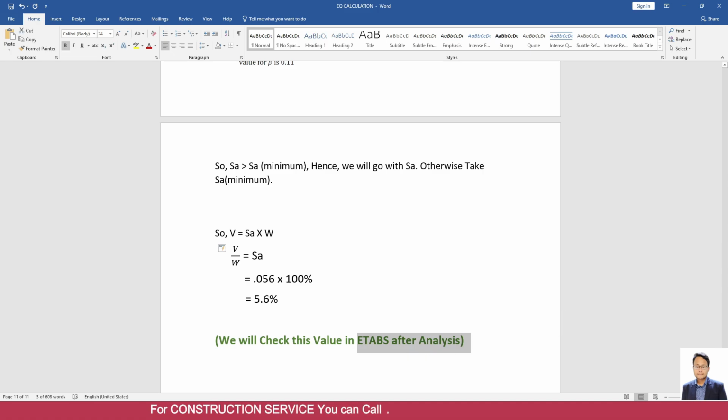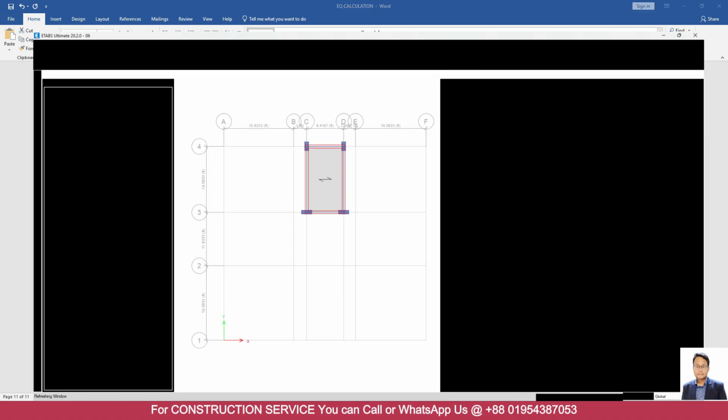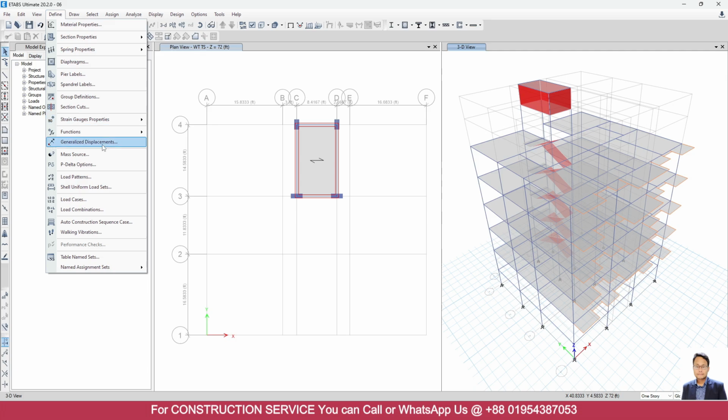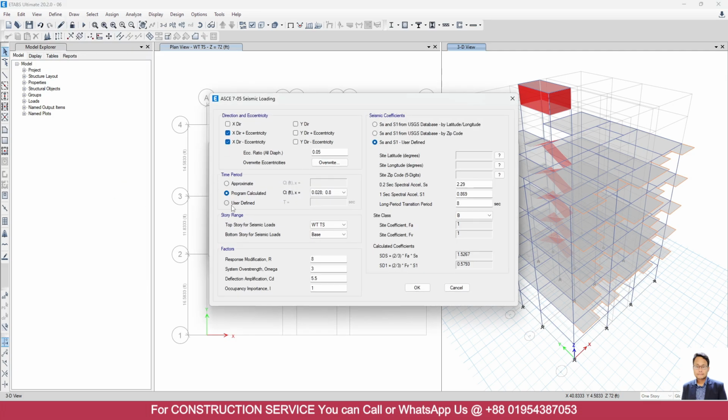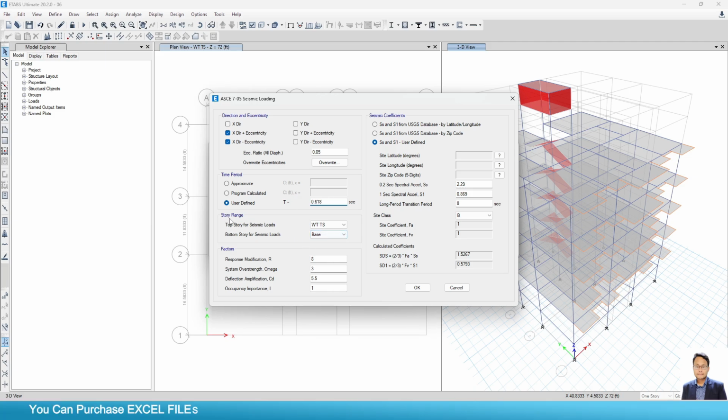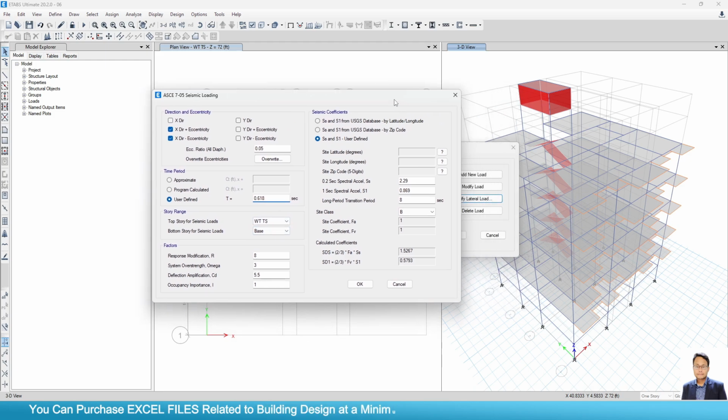Okay. Now go to ETABS. Now we can go to ETABS. Then go to define load pattern, EQX modify. Here time period will be 0.618 as we have calculated. The story range will be from bottom to the top. That means from base to water tank top slab.